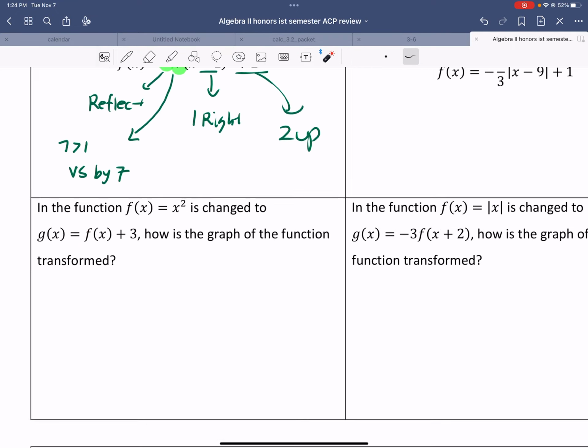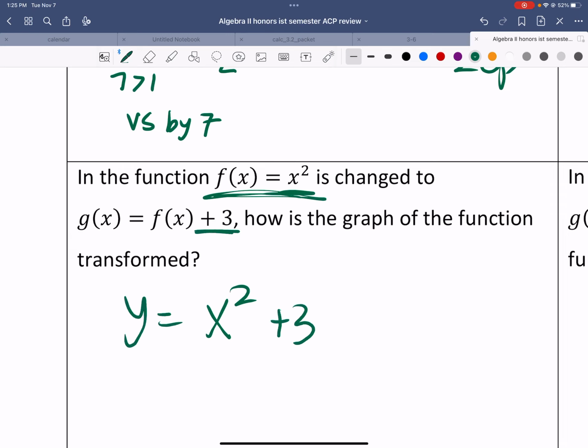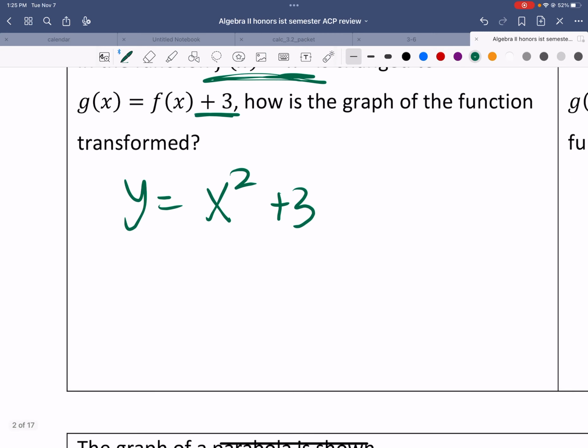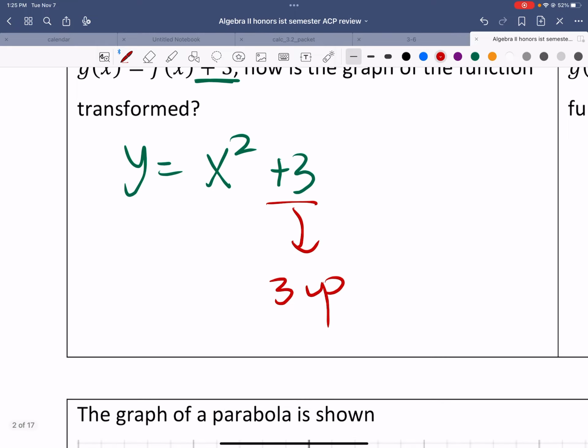And let me do this one with you. f of x is x squared, and g of x is f of x plus 3, which means I'm going to write x squared first because that's f of x, and then I'm going to put plus 3 at the end. So how does it move? This one is just what? 3 up. That's it. No stretch or compress, or left and right. That's it.